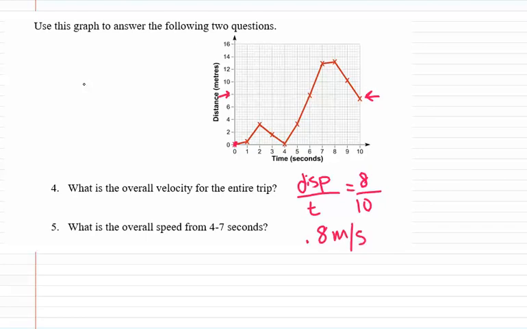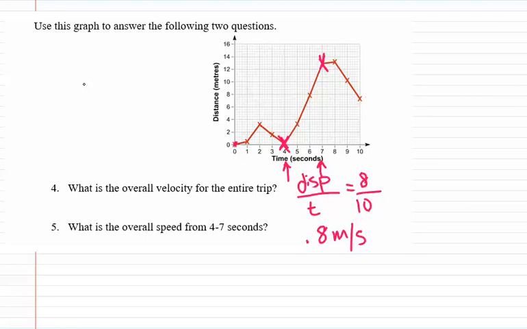For the second one, it's asking what is the overall speed from 4 to 7 seconds. So for this one, let's get these other arrows out of here. For this one, we're talking about from 4 seconds until 7 seconds, so just this little segment of our trip. So from that x, I'll kind of enlarge them a little bit, from that x to that x, 4 to 7 seconds is 1, 2, 3 seconds.